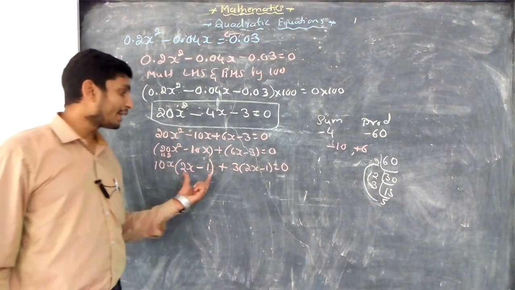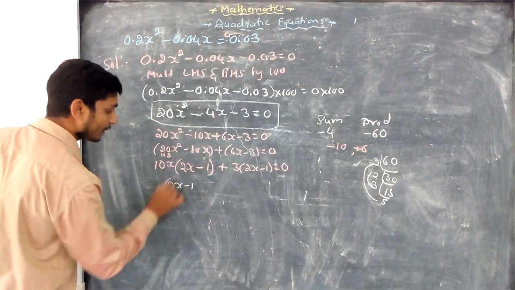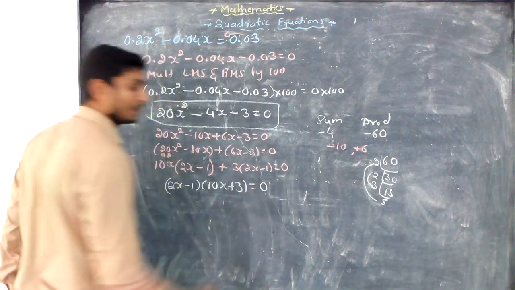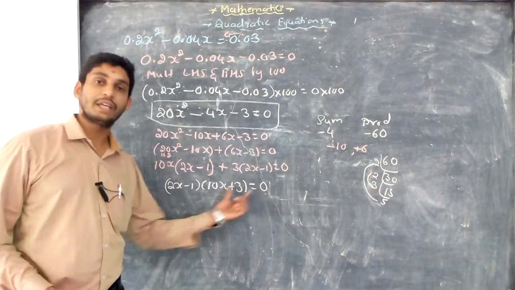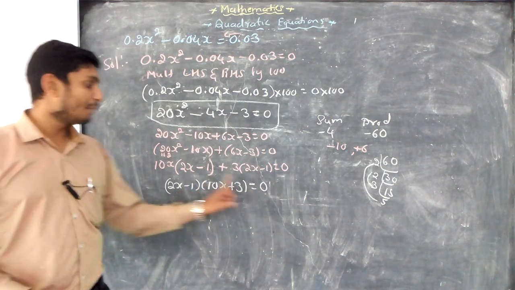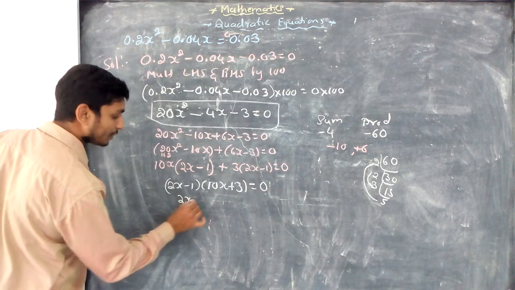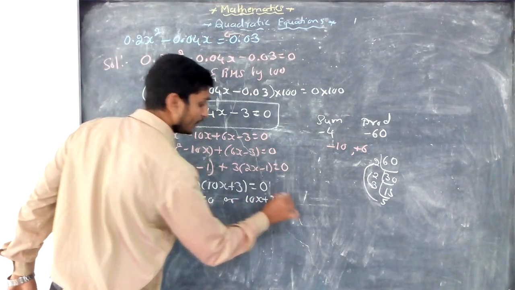See here also 2x minus 1, here also 2x minus 1. Now take 2x minus 1 outside. What remains? 10x plus 3 remains, equals 0. Now you have to go for the zero product rule. It is in the form a into b equals 0, that means either a must be equal to 0 or b must be equal to 0. That is 2x minus 1 equals 0 or 10x plus 3 equals 0.